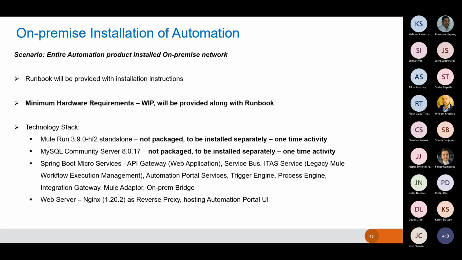So you have Mule Run. We use the community edition of Mule Run, version 3.9.0. We don't package it from a licensing perspective, so it has to be installed separately, which of course is a one-time activity. Again, the instructions will be part of the runbook.